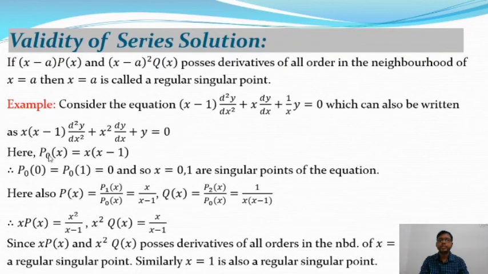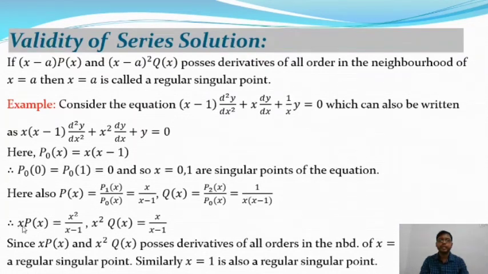So in that case, p0(x) = x(x − 1), and at x = 0, p0(0) = 0, as well as at x = 1, p0(1) = 0. So x = 0 and x = 1 are the singular points of the given differential equation. Here also p(x) = p1(x)/p0(x), where p1(x) = x² and p0(x) = x(x − 1). After simplifying, p(x) = x/(x − 1), and q(x) = p2(x)/p0(x), which is 1/(x(x − 1)).